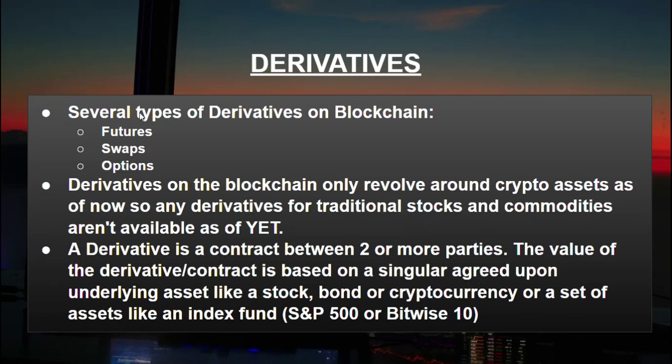Okay, and there are several types of derivatives on the blockchain. There are futures, swaps, and options. We'll get into each in a moment. Derivatives on the blockchain only revolve around crypto assets as of now. So any derivatives for traditional stocks and commodities aren't available as of yet on a decentralized blockchain or exchange.